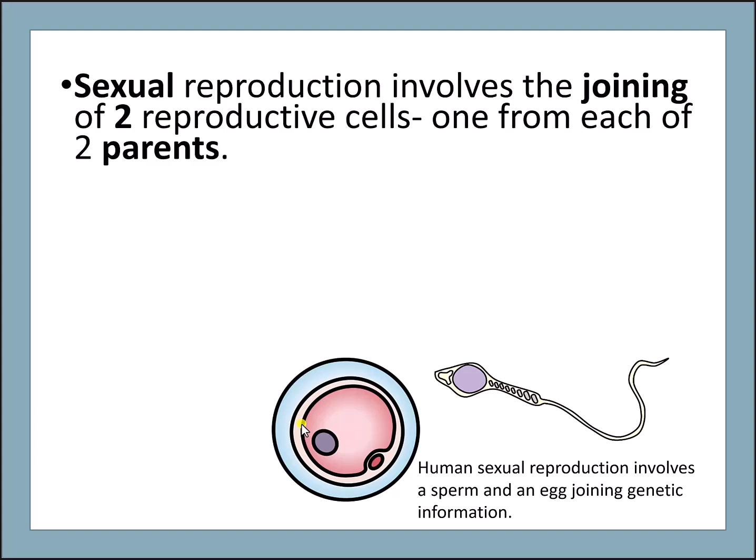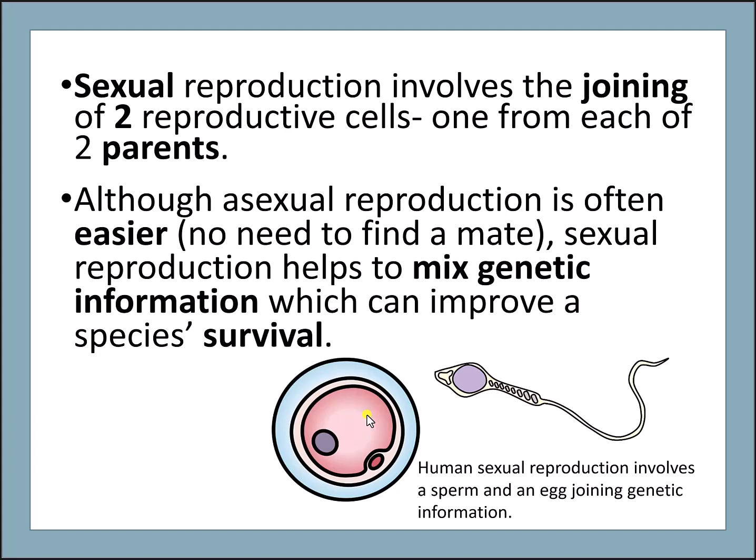Sexual reproduction, as you know, involves the joining of two reproductive cells, one from each of two parents. So here we've got a sperm cell and an egg cell, and as those join, these would be, let's say, human sperm and eggs, they are going to join genetic information. So although asexual reproduction is often easier, of course, because there's no need to find somebody to reproduce with, sexual reproduction helps to mix genetic information, which can improve a species' survival.